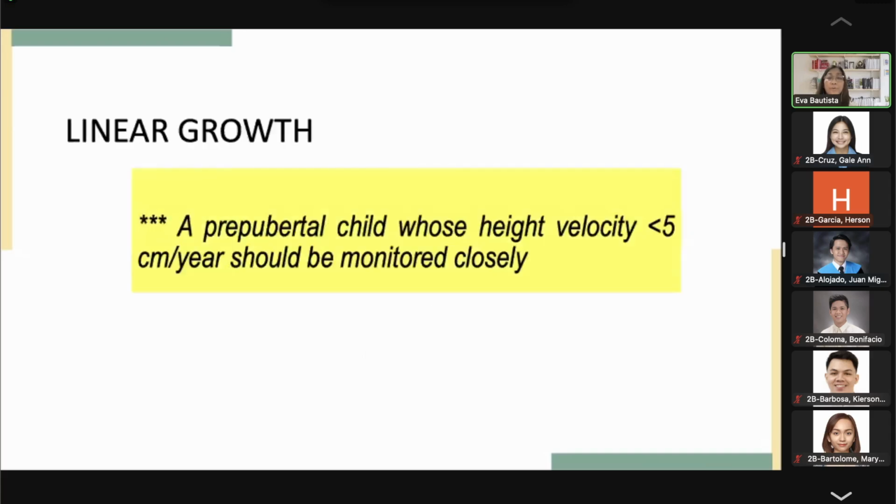Now for the linear growth, a prepubertal child whose height velocity is less than 5 centimeters per year should be monitored closely, okay? Because they are expected to have an increase in height of about 5 centimeters per year, okay? So you see, if you monitor, you will now have these signs. Some become red flags, okay, that we have to intervene. We have to do something with the nutrition. Maybe there is an underlying chronic condition that is not identified, like anemia, parasitism, pulmonary tuberculosis, and these have to be treated.